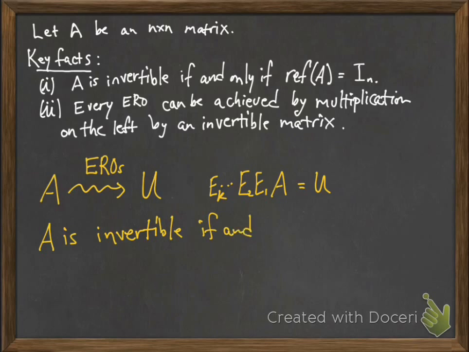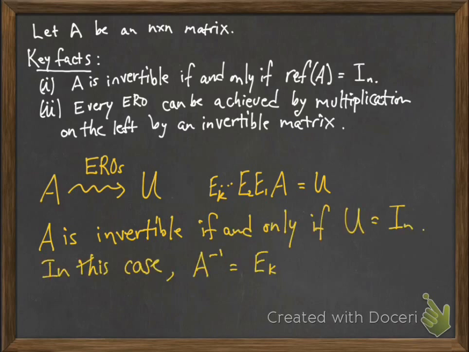So A is invertible if and only if U is the identity matrix, the n by n identity matrix. And in this case, A inverse is the product EK times EK minus 1 down to E1. Right? It's the product of the matrices that you had to use in order to do the elementary row operations to turn A into the identity matrix.